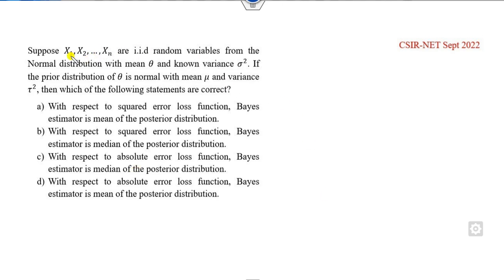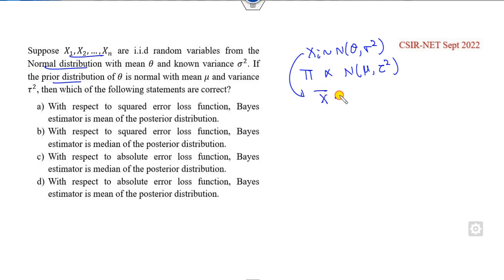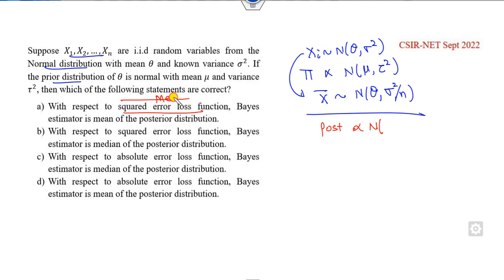Okay, again Xi follows the normal distribution with mean theta and variance sigma square. The prior distribution is also normal with mean mu and variance tau square. From here I can find the sample mean, which is normal with variance sigma square by n. So which of the following statements is correct? The posterior also follows the normal distribution, and what is the meaning of the squared error loss? It is the mean. So the Bayes estimate is the mean, correct?